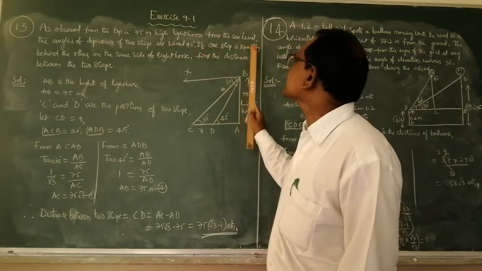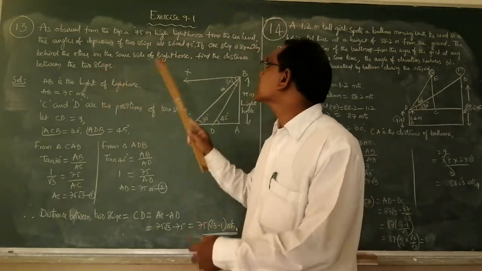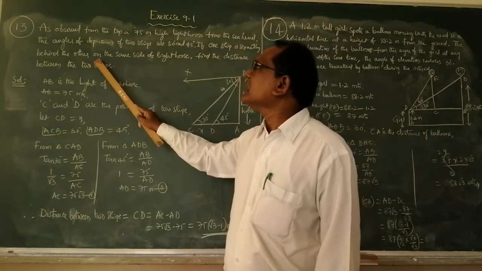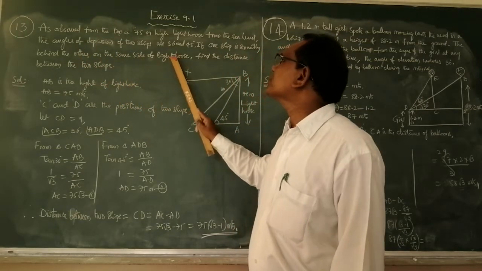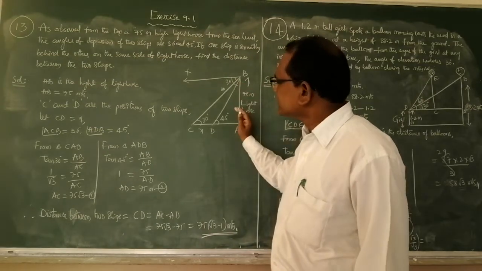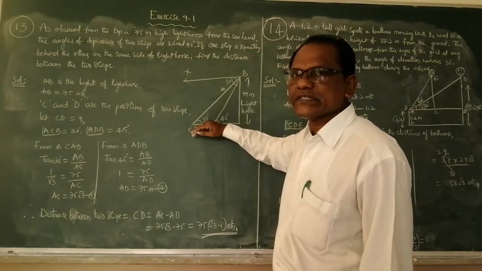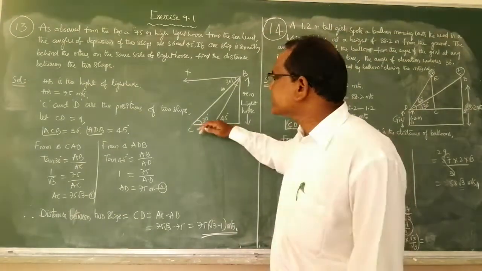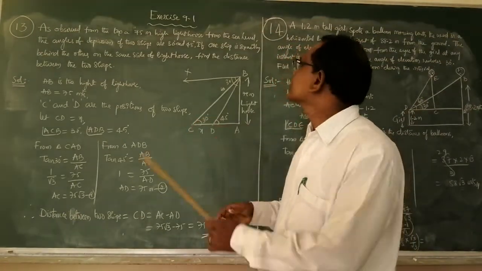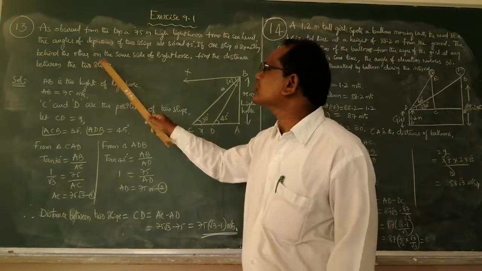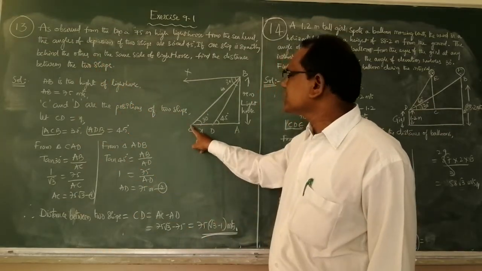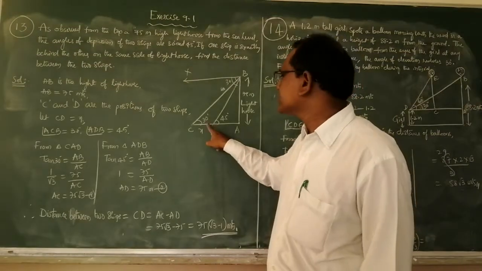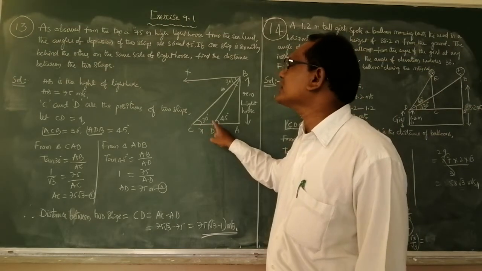It is given that one ship is exactly behind the other on the same side of the lighthouse. This is the lighthouse, the same side of the lighthouse. So find the distance between the two ships. C and D are the positions of the two ships. This is C, D; the value CD we have to find.